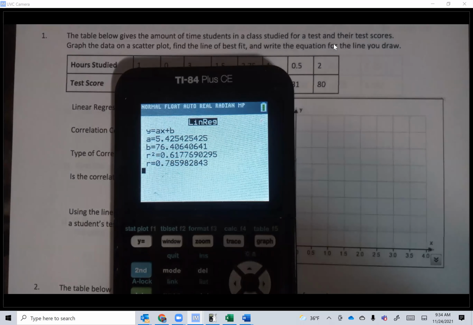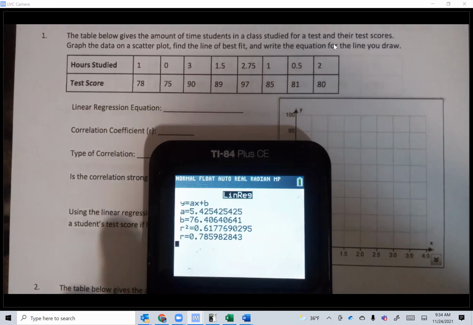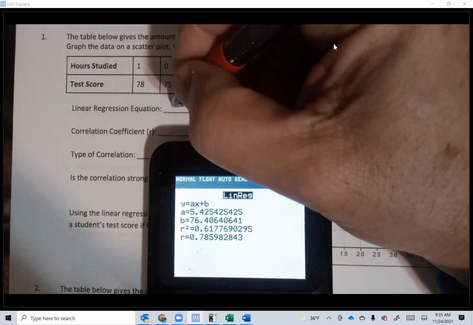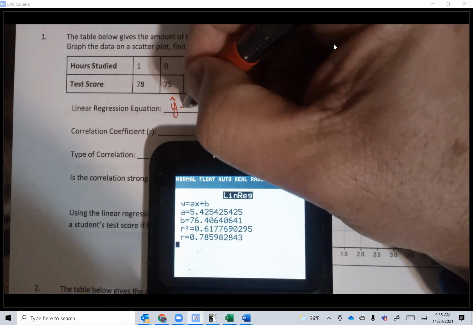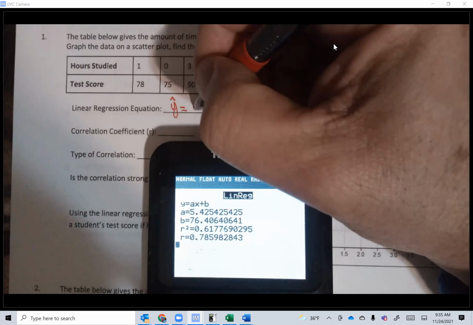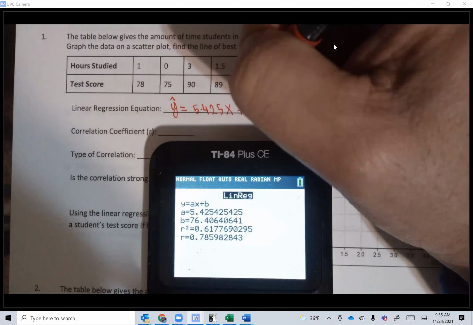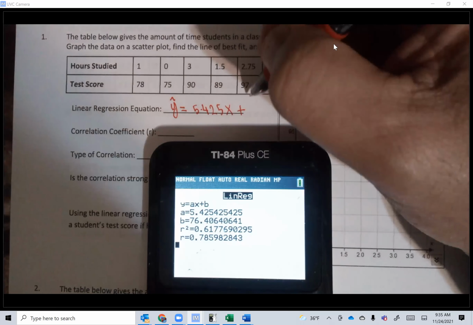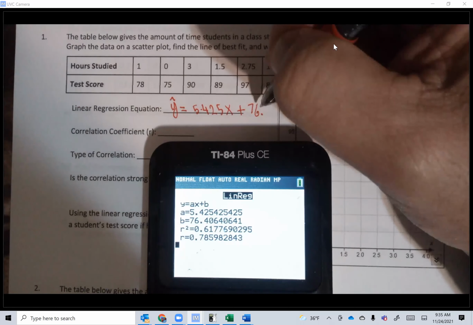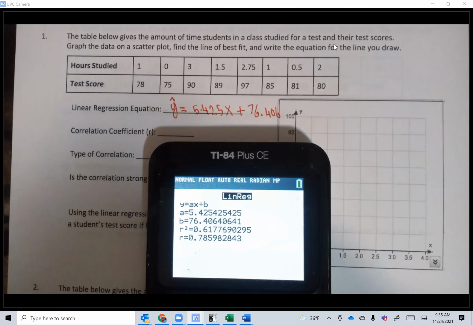Okay. So let's say I ask you to do the equation of a regression line with 3 decimal places. So we're going to write the equation. Okay, it is y hat. Remember, guys, we call it y hat because it comes from a sample: y hat equals ax plus b. So 5.425x plus 76.406. Okay, that was the equation.